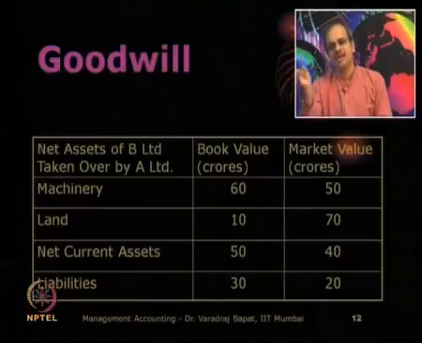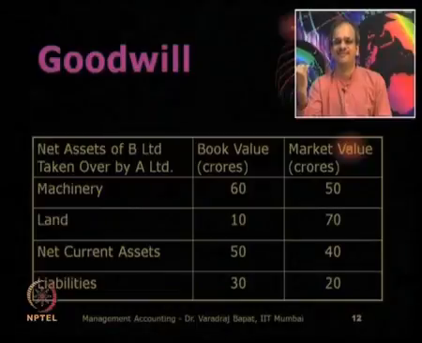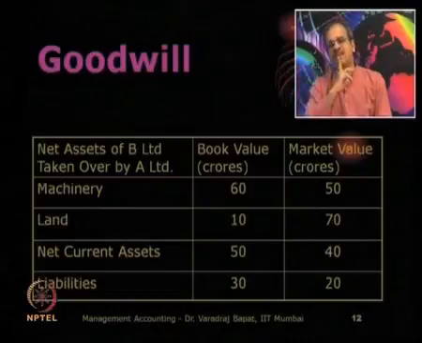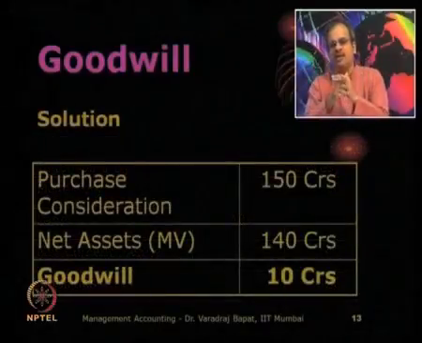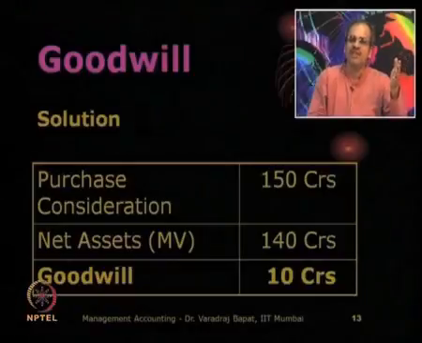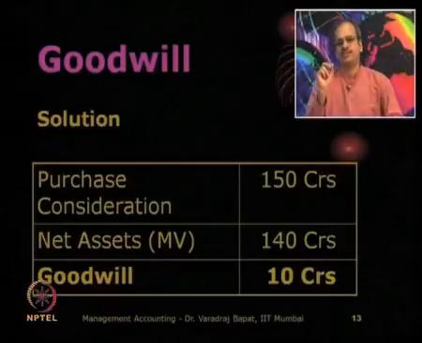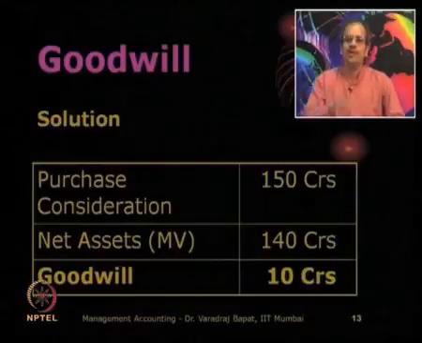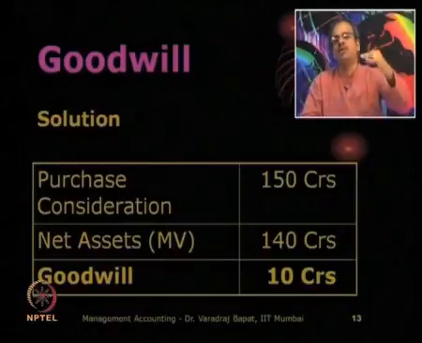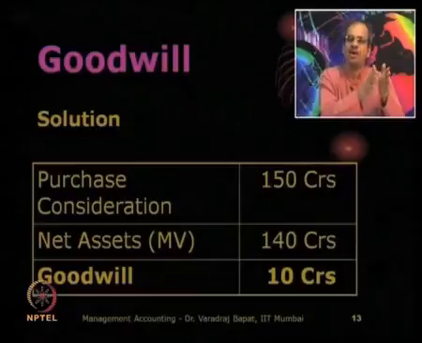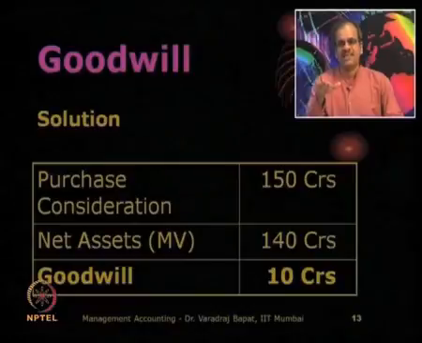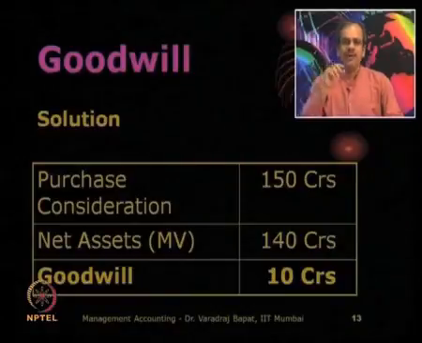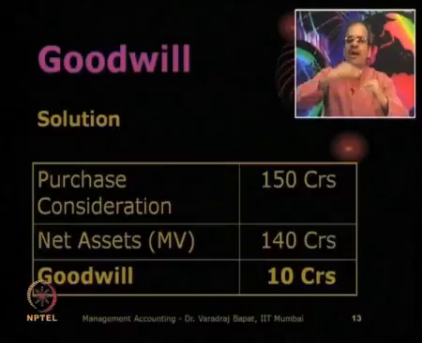So, you can see it is 50 plus 70 plus 40 minus 20. Okay. So, how much will it come to? 140 is the net assets which are taken over and the purchase consideration paid is 150. So, goodwill is 10 crores. As we were seeing, goodwill is something over and above the value of assets which A, the buying company, has paid. The value of assets at market prices is 140, but A has agreed to pay 150, which is over and above the market price.